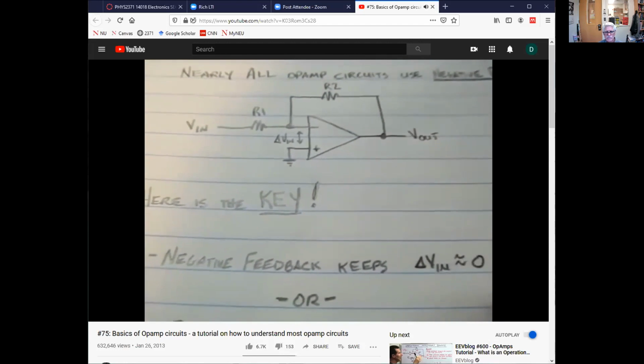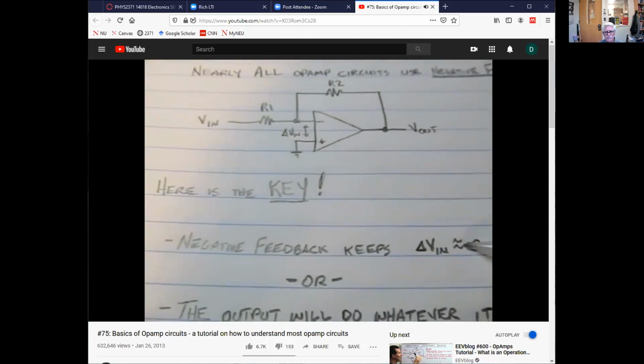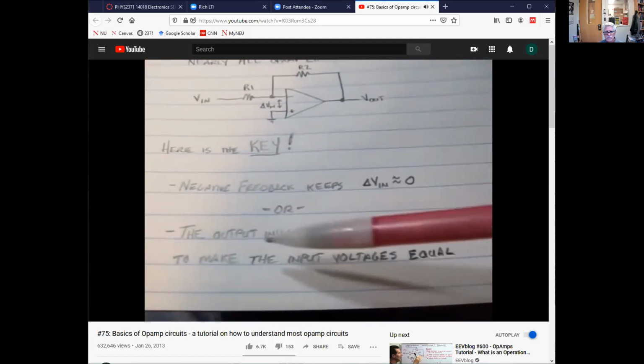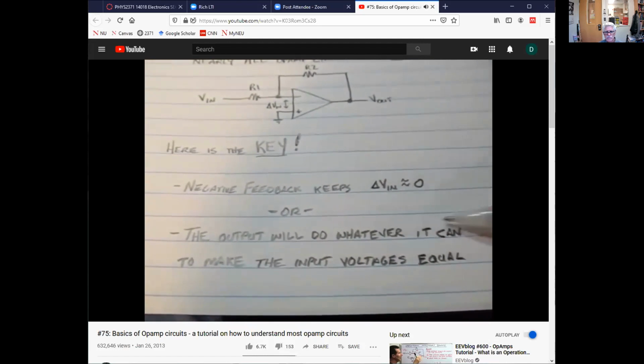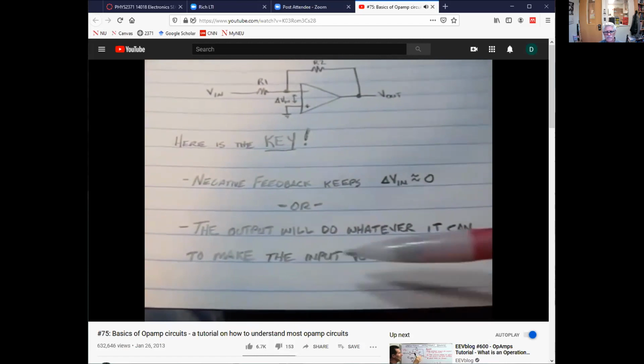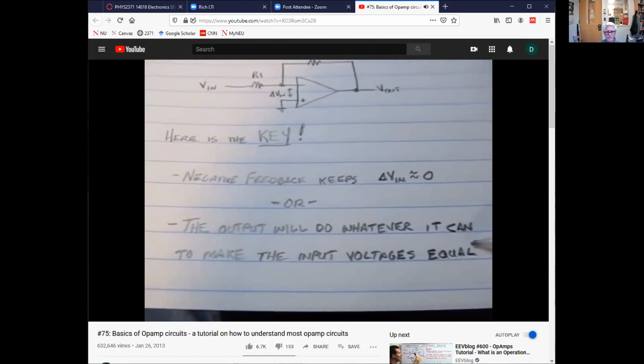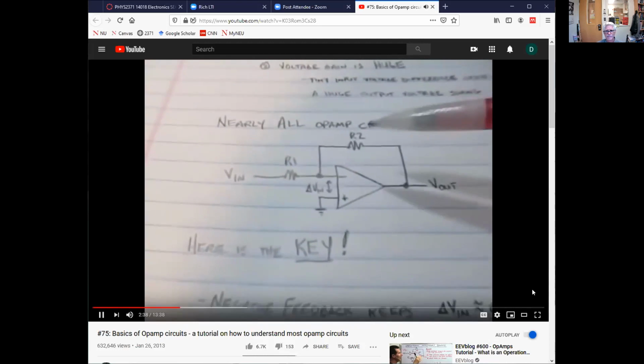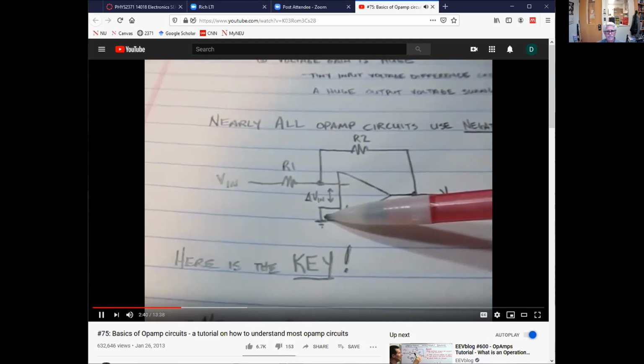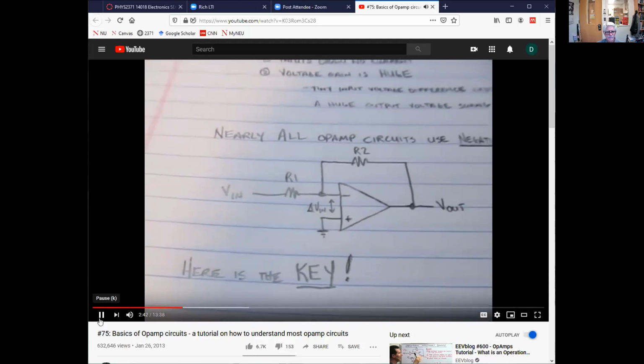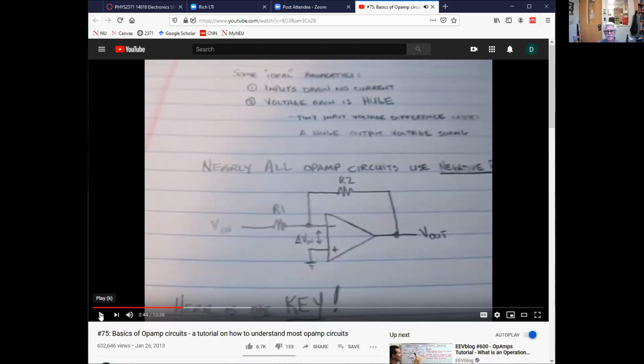Another way to think about this, maybe in more layman's terms, is the output will do whatever it can to make the input voltages equal. That way, if you know what one input voltage is, you know what the other one is. Let's go apply this in a.